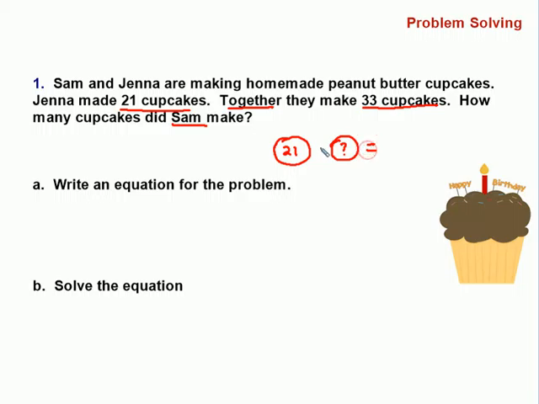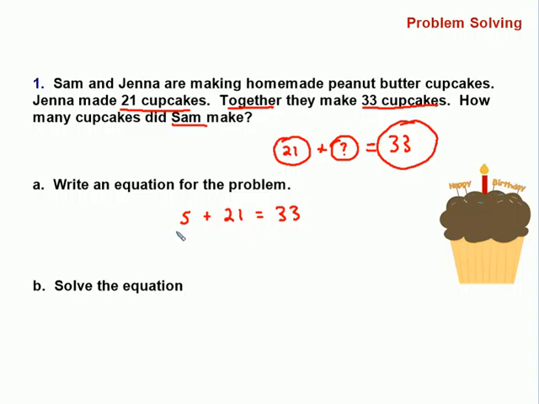But we do know that when you add these two together, you get 33 cupcakes. So they made a lot of cupcakes together. How can we write that as an equation? Well, Jenna made 21, and Sam made I don't know how many. So we'll start with Sam, we'll say s for his variable, and then we'll say s plus 21, and that's going to be equal to 33. Sam's number of cupcakes plus Jenna's number of cupcakes is equal to 33.